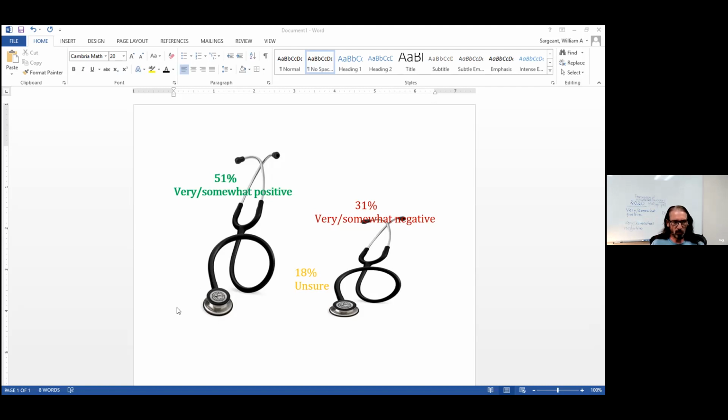Where is the zero in the horizontal direction? And where do we get the 51% here? Is it the highest tip that we see, the part going in the ear, and the 31% over here? Or is it someplace else? Is it where they cross? I don't know. Another problem here is that we put the neutral or unsure 18% just in the middle without a separate smaller stethoscope. There should be a separate category.